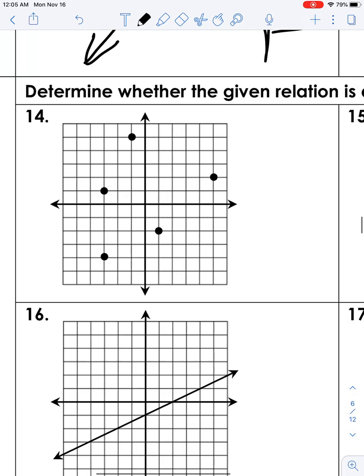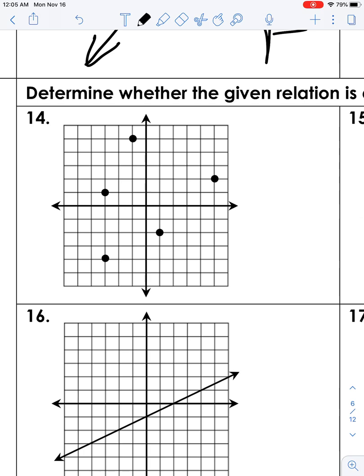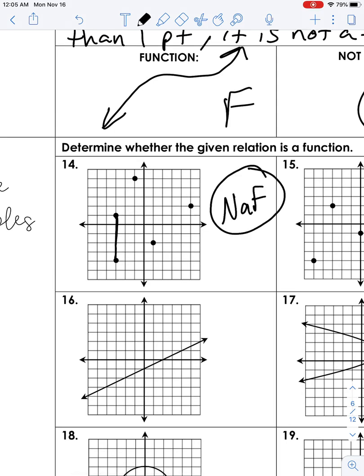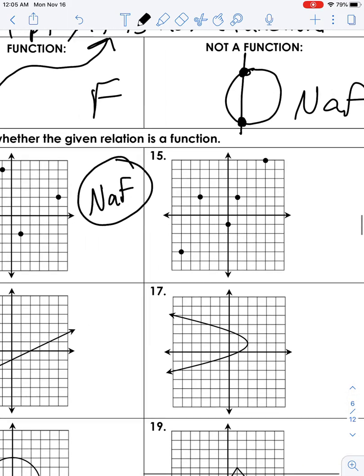All right, so let's look at this right here. Hopefully everybody spotted this right here. You see that straight up and down vertical line? 2 dots in the same vertical line. They want you to know, is it a function or not? That is definitely not a function. You cannot have 2 dots in the same vertical line. That's the whole point of the vertical line test.